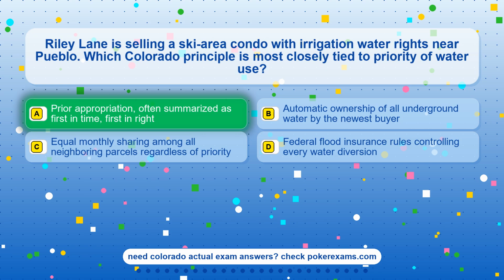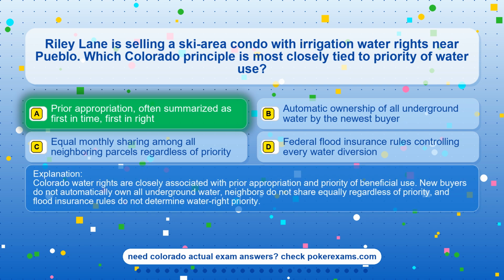The correct answer is option A. Prior appropriation, often summarized as first in time, first in right. Colorado water rights are closely associated with prior appropriation and priority of beneficial use. New buyers do not automatically own all underground water, neighbors do not share equally regardless of priority, and flood insurance rules do not determine water right priority.